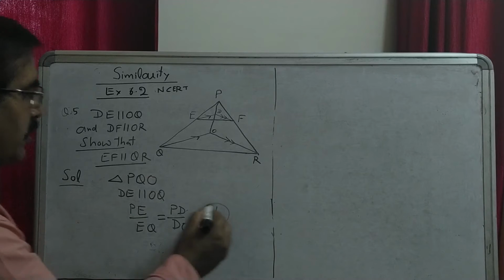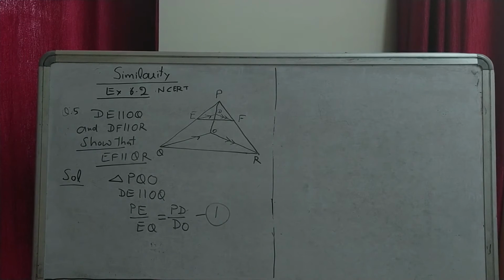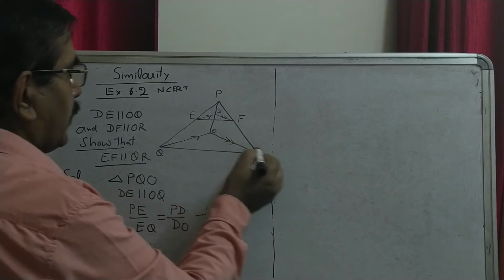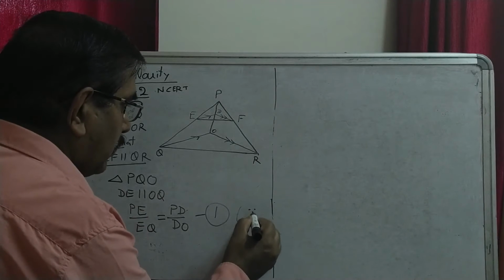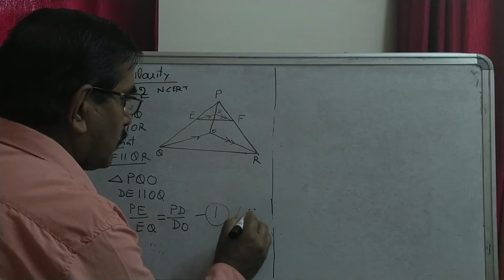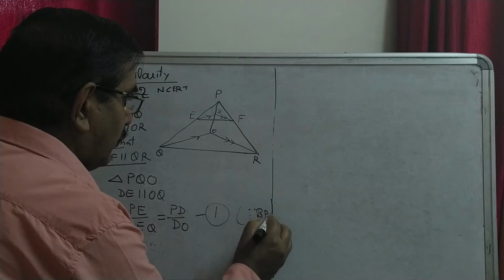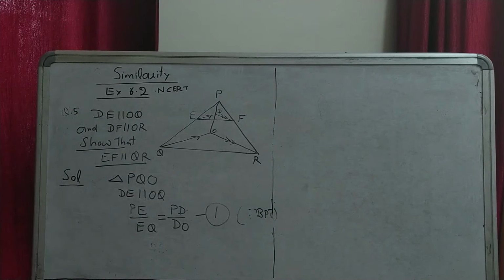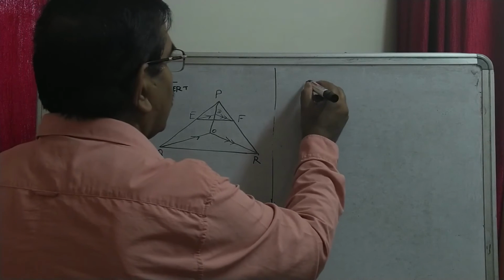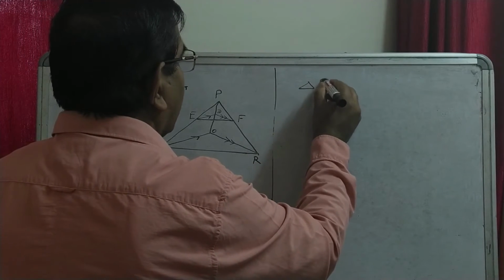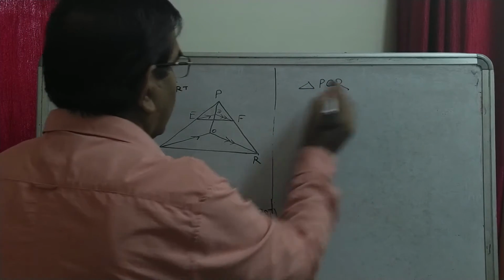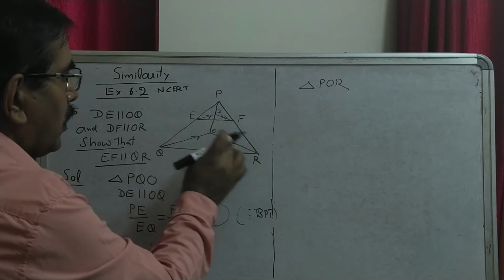Let it be number 1, children, right? Now you take the other one. From where do you get this result? You get this result from BPT. You have to mention it here, quite important. Now I'm taking which triangle? I'm taking the triangle POR. So here is your triangle, children, POR.